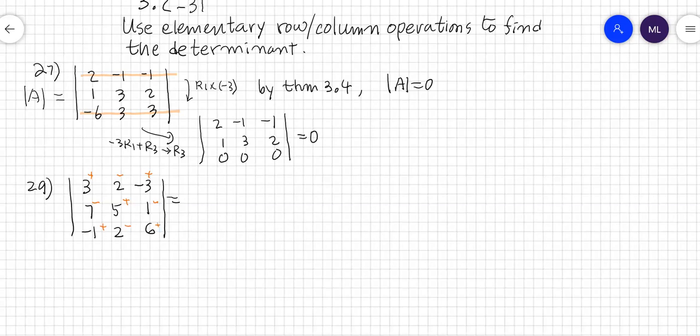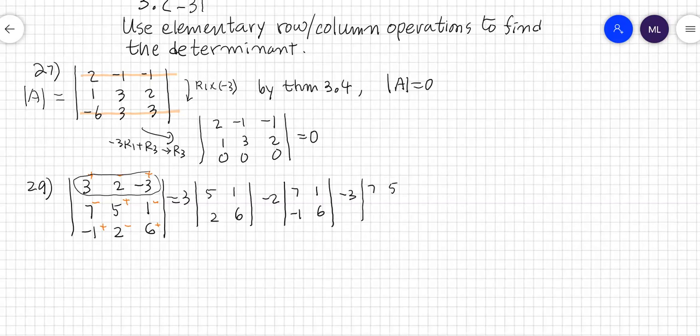Okay. So expanding about the first row, it's going to be 3 times the determinant of 5, 1 and 2, 6. Next one is negative 2, and then 7, 1, negative 1, 6. The last one is, it's already negative 3 there, so negative 3, 7, 5, negative 1, 2.